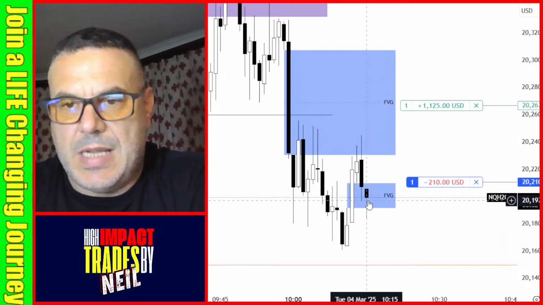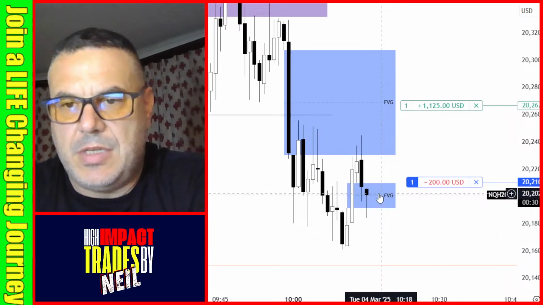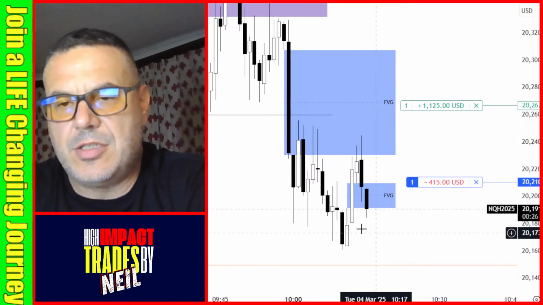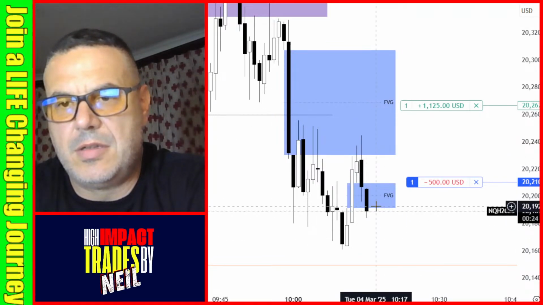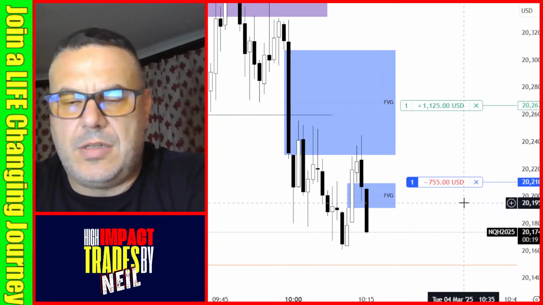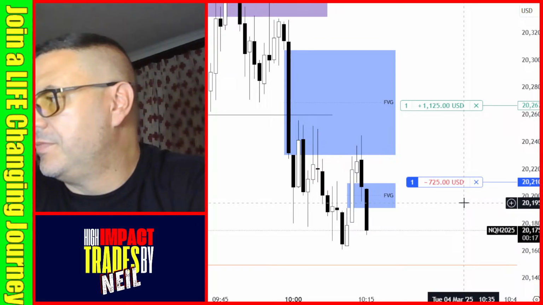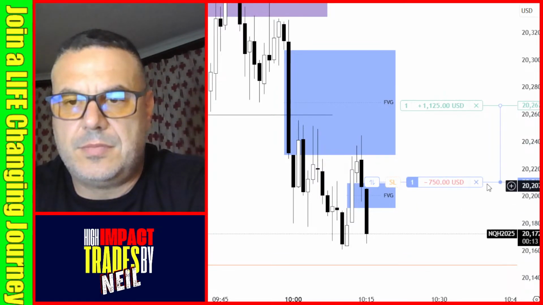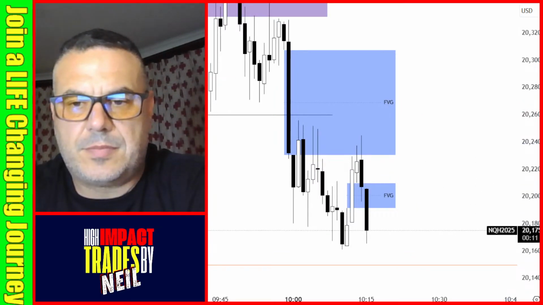be nice to see this black body close above the dotted line, which is the center point of this fair value gap. Then you want to see some sort of expansion and not close below the fair value gap. If it closes below, then we're on the wrong side again. Yes, we are. Alright.